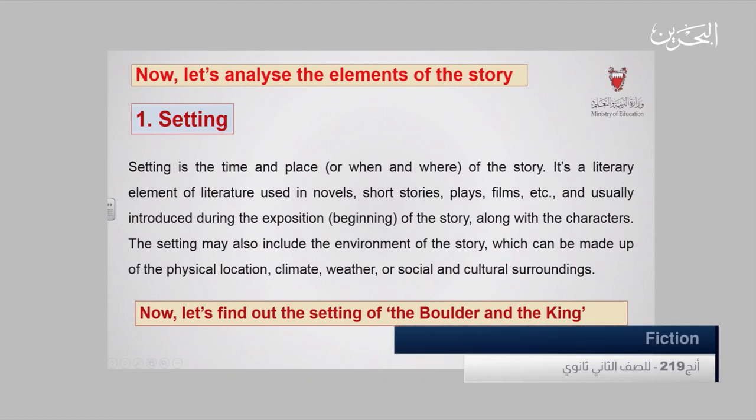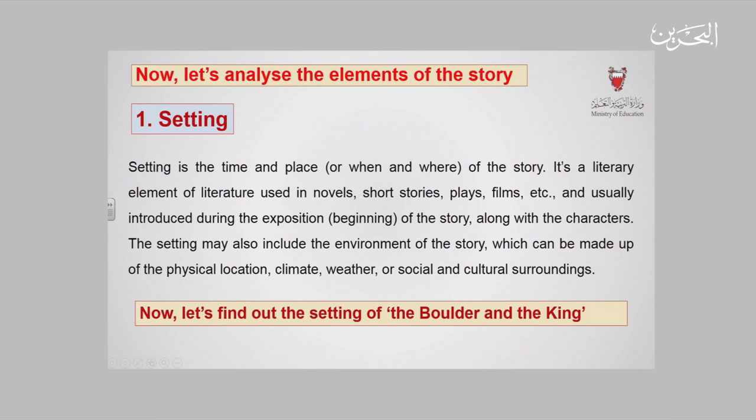Now, after reading the story, remember the four elements of the fiction. Let's start by analyzing the setting. So, what is a setting? A setting is usually a set of time. So we're referring to a time and a place. For any story in general, it's usually in the beginning of the story. But there are different stories in which the timeline keeps changing. So the reader, while reading, has to be careful to follow the setting in order to follow the timeline. Let's find out where the setting was in The Blunder and the King.